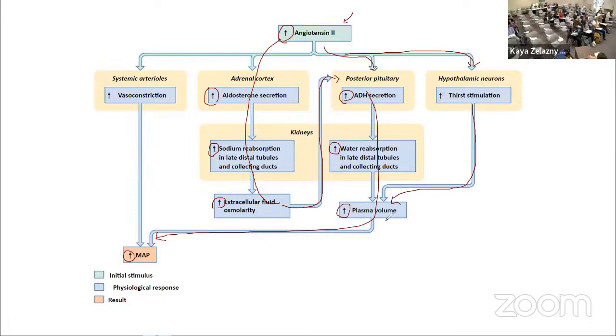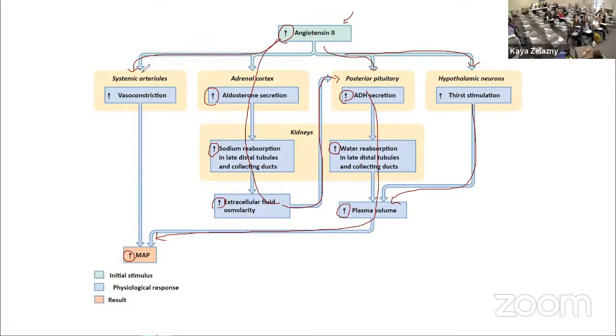You're absorbing the water into your blood. So all leading back to that increase in mean arterial pressure. And another thing it's doing is acting on your arterioles themselves. So it acts on the arterioles all around your body, your systemic arterioles, right? Or differentiating those from the ones in your lungs. Its effect is vasoconstriction, right?